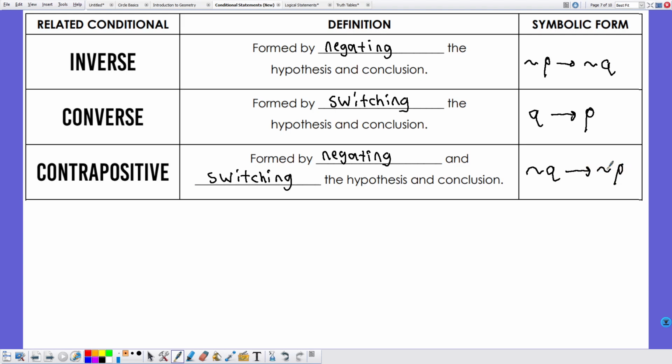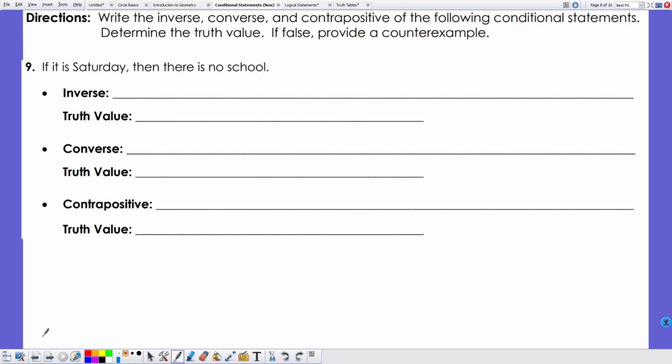Alright, with these basic definitions, let's go over an example and see how it goes. In this example, we are going to take a conditional statement and write out the inverse, the converse, and the contrapositive, and determine its truth value. The statement is, if it is Saturday, then there is no school. We want to identify the part P and the part Q. The P being the hypothesis is, it is Saturday. Then follows our conclusion Q.